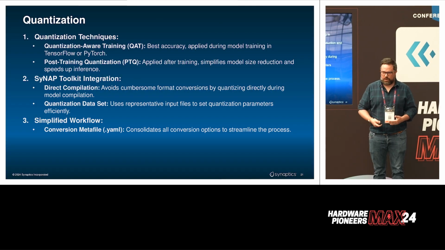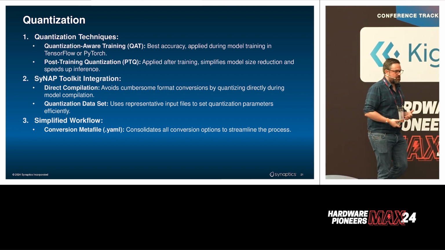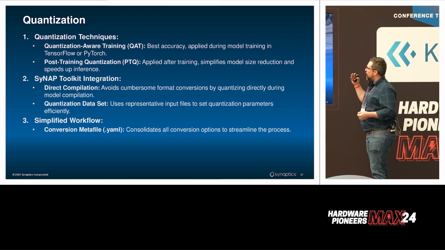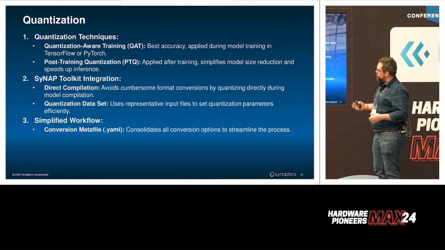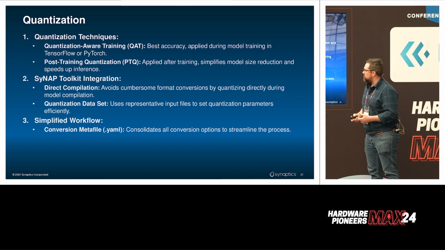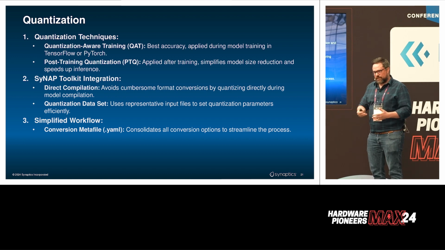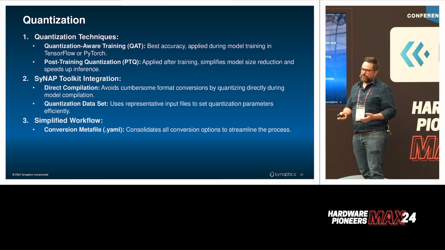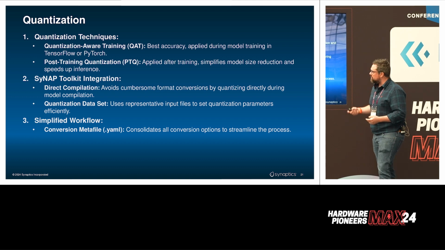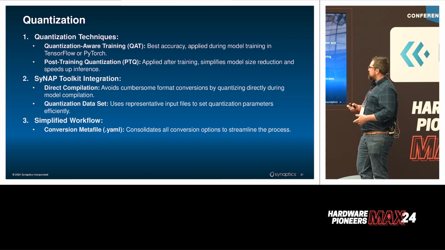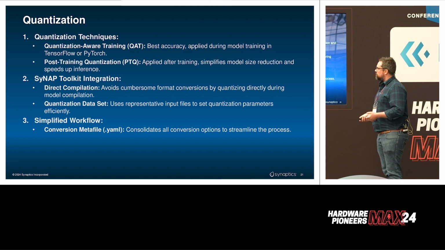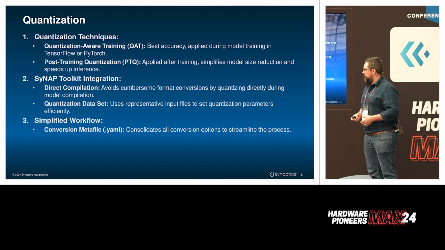So how can we optimize our model? This is where quantization comes in. Model quantization can be done during the training. This is quantization-aware training, which is for the best accuracy. It is applied during the model training, with some training in TensorFlow on Python. Or we can also do post-training quantization. This is applied after the training, and it simplifies the model size, reduces it, and speeds up the inference.